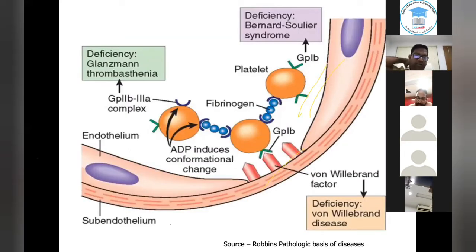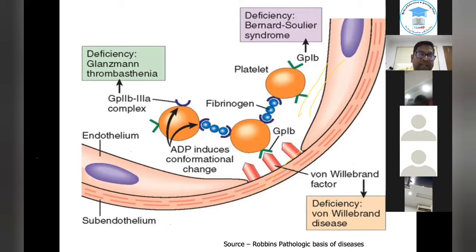Just to highlight this cartoon to show you, the platelet adhesion happens by interaction between von Willebrand factor, collagen, and the glycoprotein 1b receptor on platelet. So whenever glycoprotein 1b is defective, we say that this person might have Bernard-Soulier syndrome, or a von Willebrand factor deficiency can also lead to bleeding manifestation.